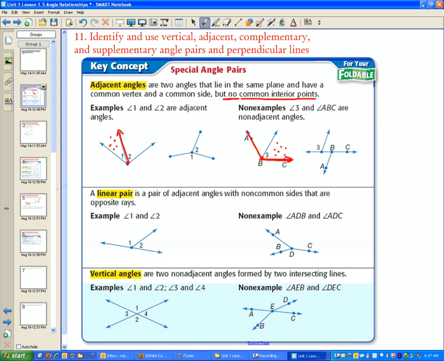Okay? Then look at the other non-example. Here we have angle ABC and angle 3, and they're really close to each other, all right, but they're not quite right next to each other, are they? Okay? So adjacent angles look like this or this, not that.